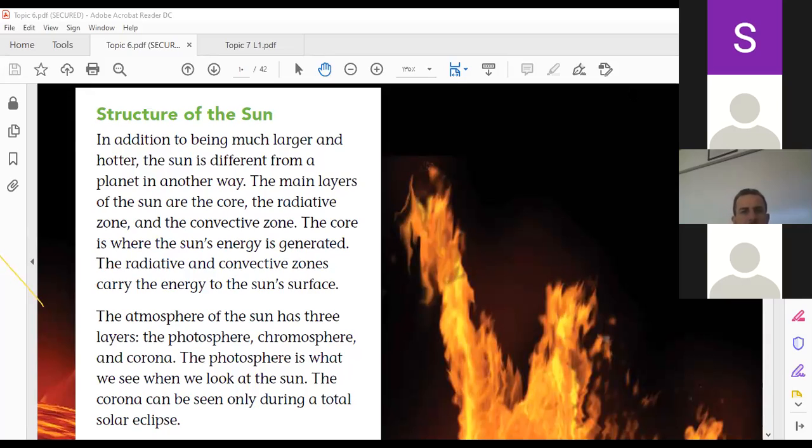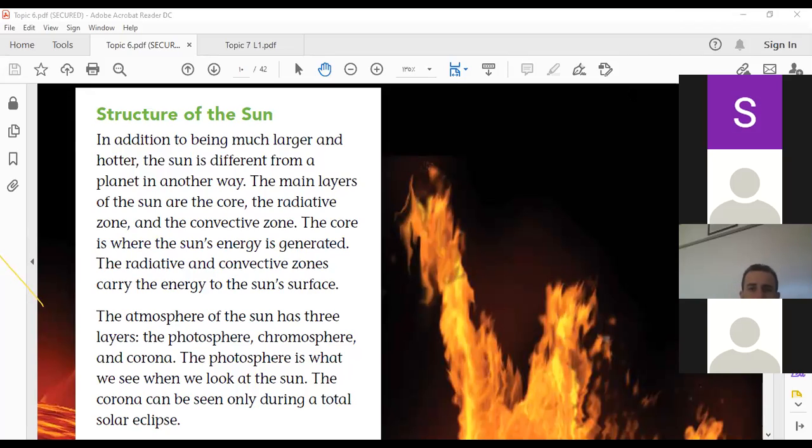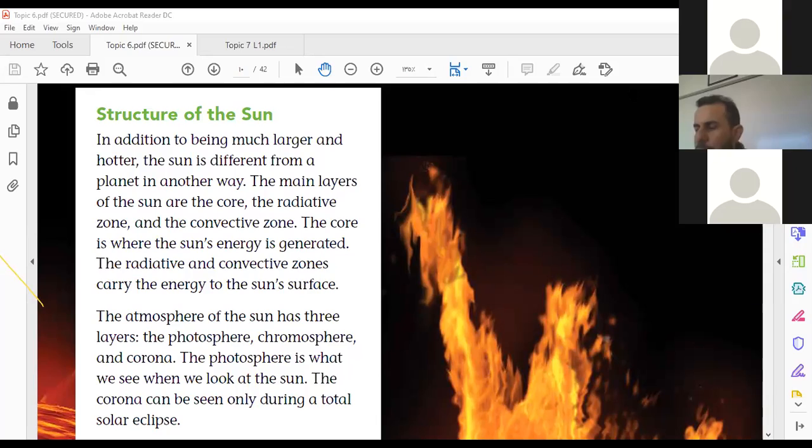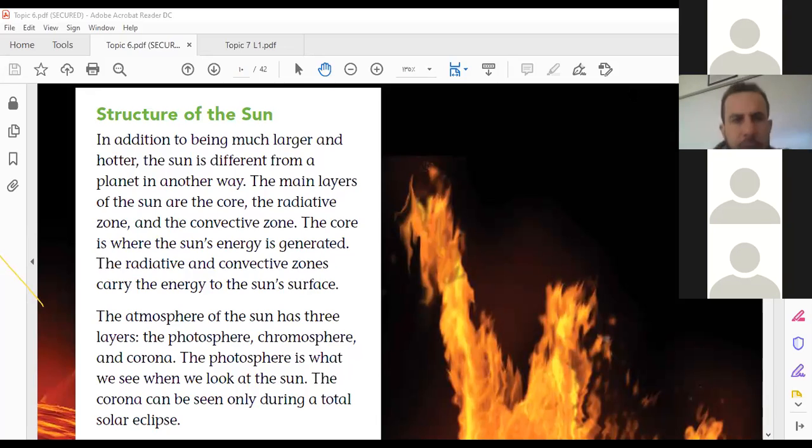Ghassan, please. Ghassan, can you answer this question? Core, radiative, convective. The core, the radiative zone and the convective zone. Thank you. Rimas, good morning.